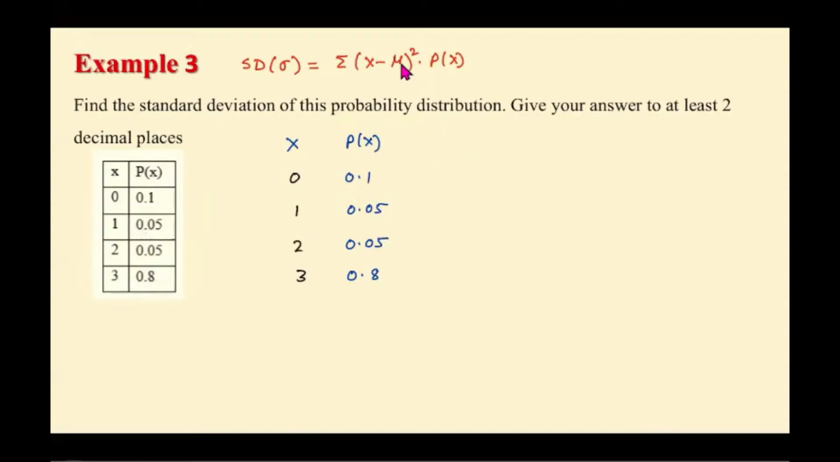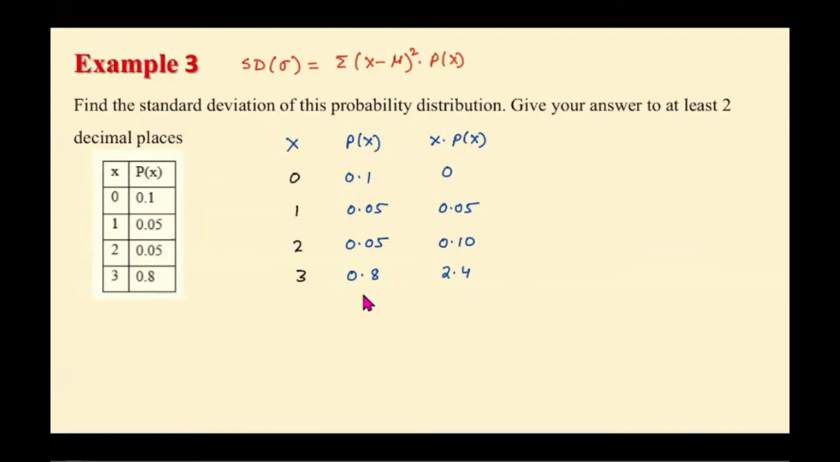Now to find the mean mu, we need x times p of x. We multiply x by p of x. 0 multiplied by 0.1 is 0. 1 multiplied by 0.05 is 0.05. Then 2 times 0.05 is 0.10. And then 3 multiplied by 0.8 is 2.4. Now we can add those values.